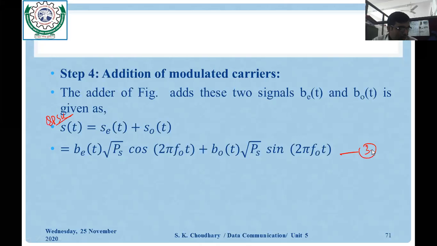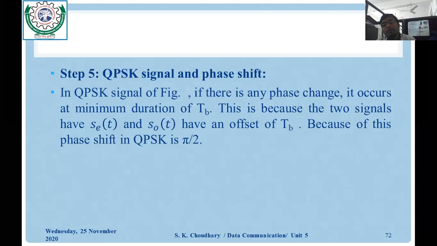Now, after generation or modulation of these carriers, we have the OQPSK signal. So you can see what amount of phase shift is going on. Step number 5 is the QPSK signal and phase shift. In the QPSK signal that we have generated through this transmitter, if there is any phase change, it occurs at a minimum duration of Tb. After every Tb, maybe there is a phase change. If there is no phase change, there is not any issue. But if there is, it would occur at a minimum duration of Tb.